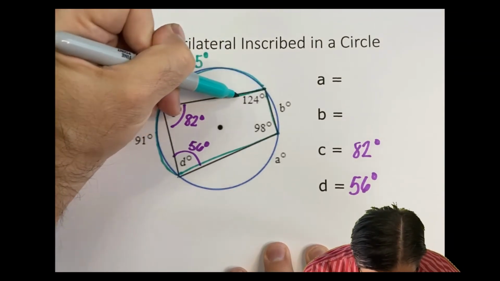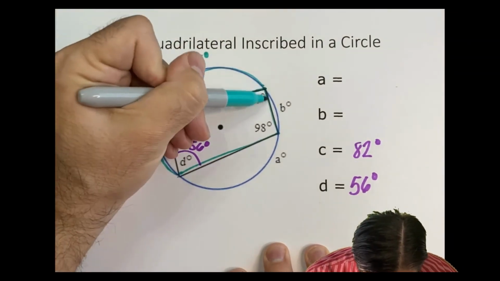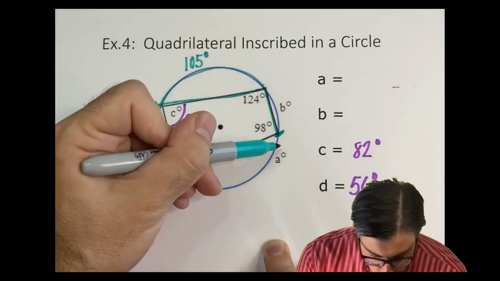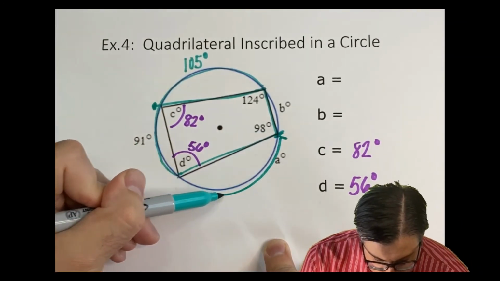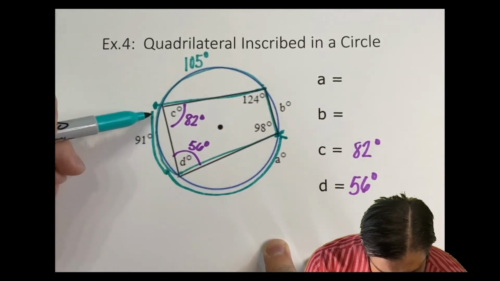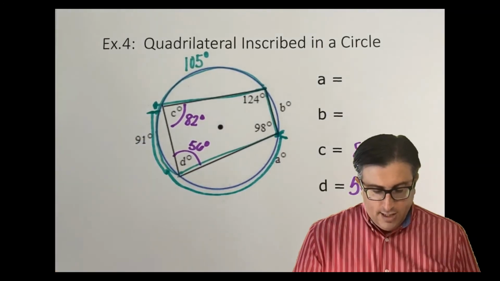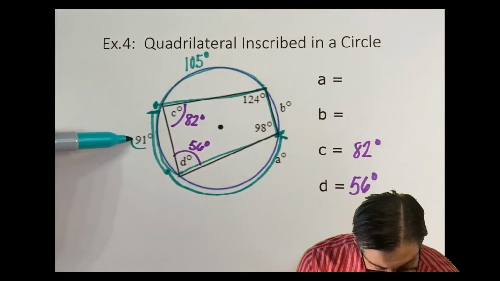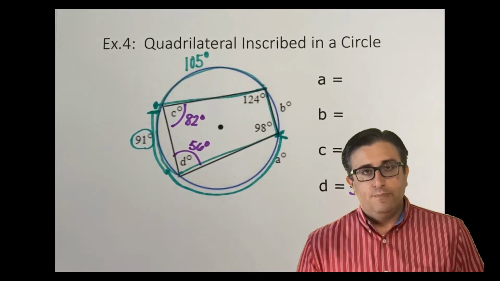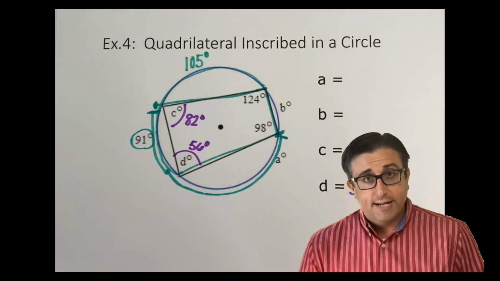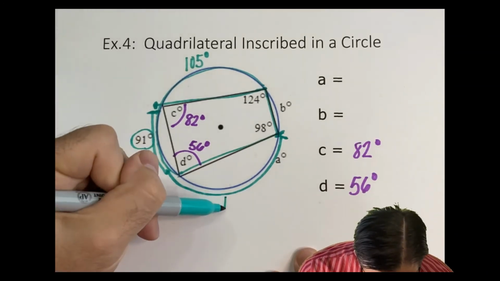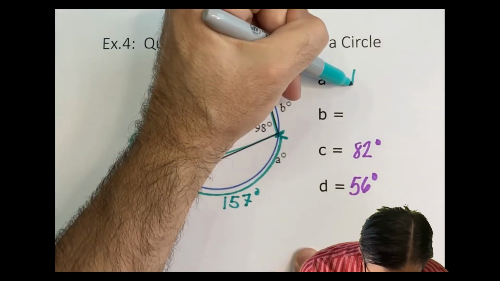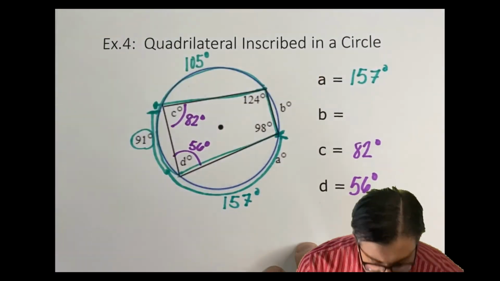So I'm going to look at this arc going out this way now, from here to here. That's 124 degrees, which means the arc from this point all the way around to this point is double 124, or 248. But that also doubles up with the 91. So 248 minus 91 leaves me 157 degrees. Arc A is 157 degrees.